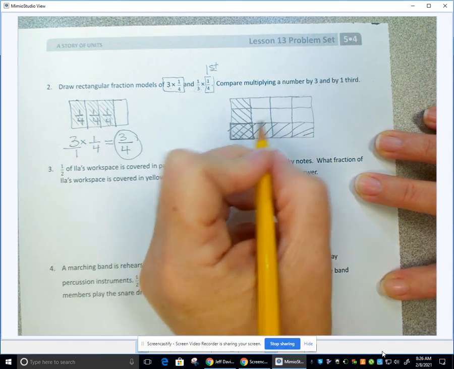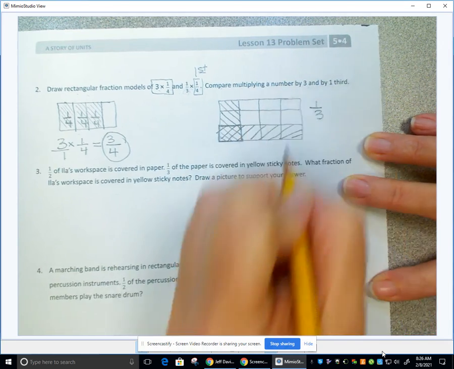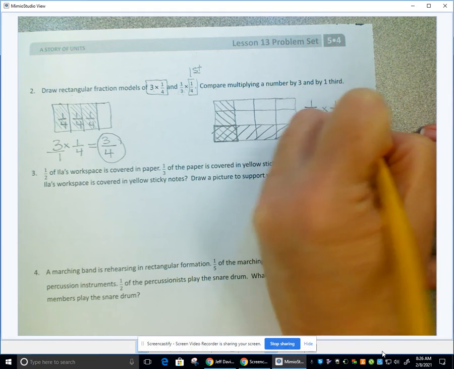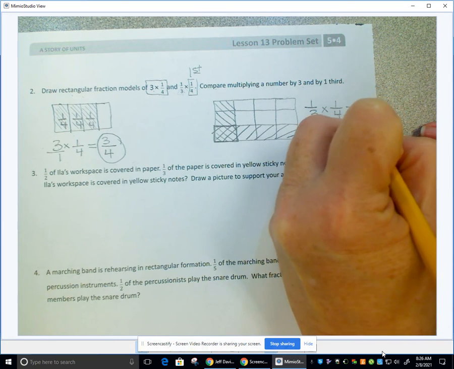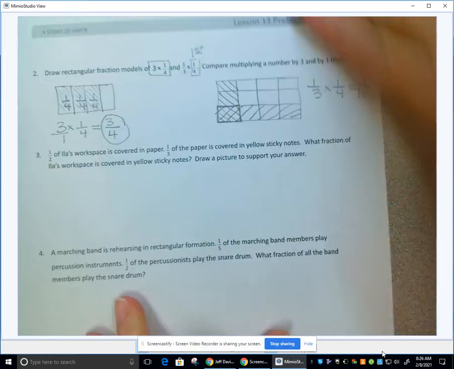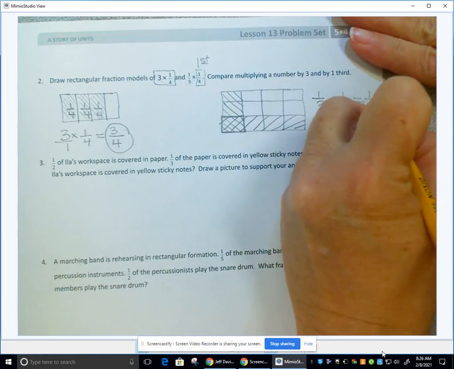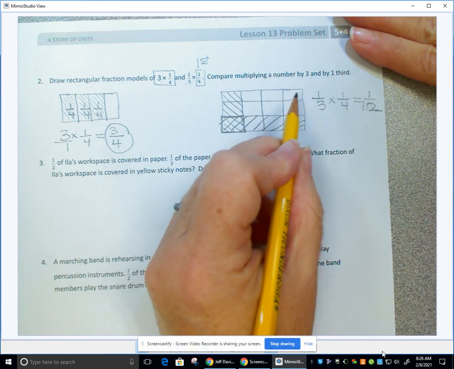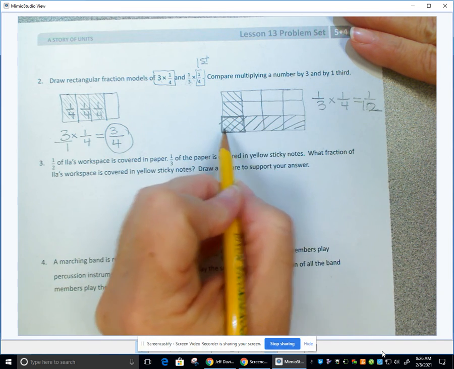So we know that 1/3 times 1/4 equals 1/12. Almost messed up right there. Equals 1/12. See, it's 1 out of 12 sections in all. 1 had both patterns.